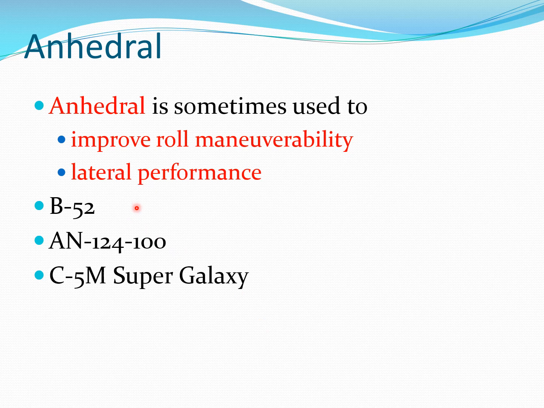So if you take a look at the B-52 or some of the Antonovs, the C-5M Super Galaxy, you are going to see the anhedral here. I'm not putting any pictures here probably because of copyright issues, but if you search for any of these aircraft in Google, you are going to certainly see the pictures and the presence of anhedral in them. Now, what does anhedral do? It actually improves the maneuverability due to the roll situation and also lateral performance. Sometimes when the aircraft are very heavy, this is something you want to do because you want the aircraft to respond in the roll direction to the various pilot inputs.